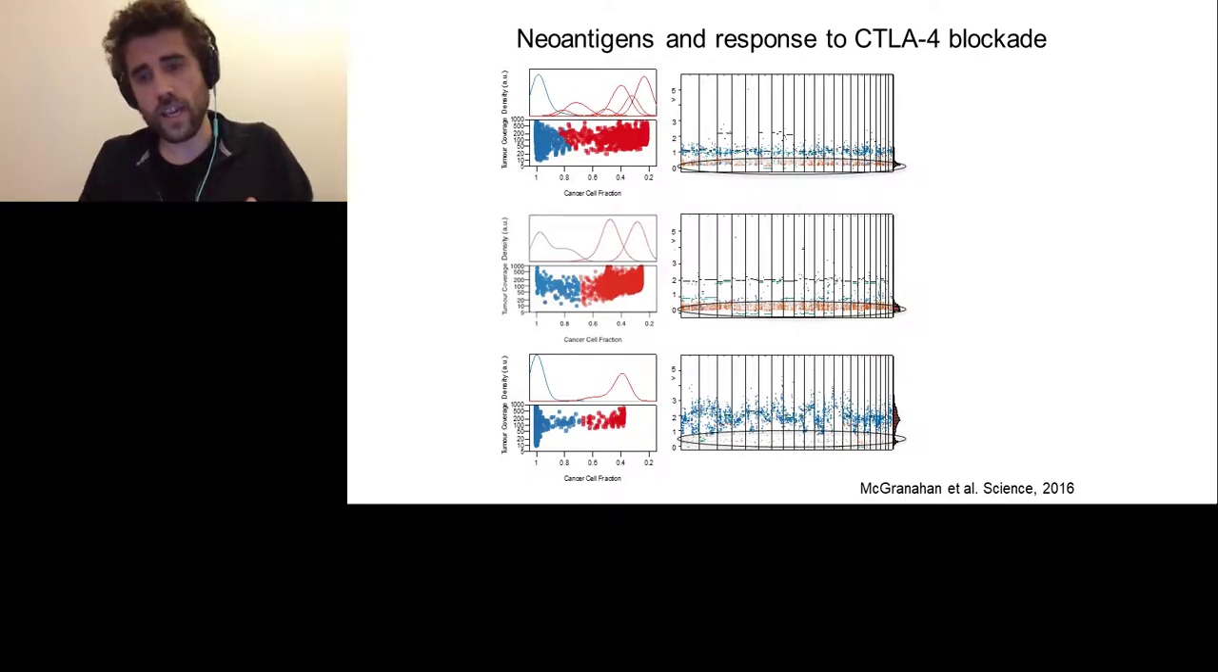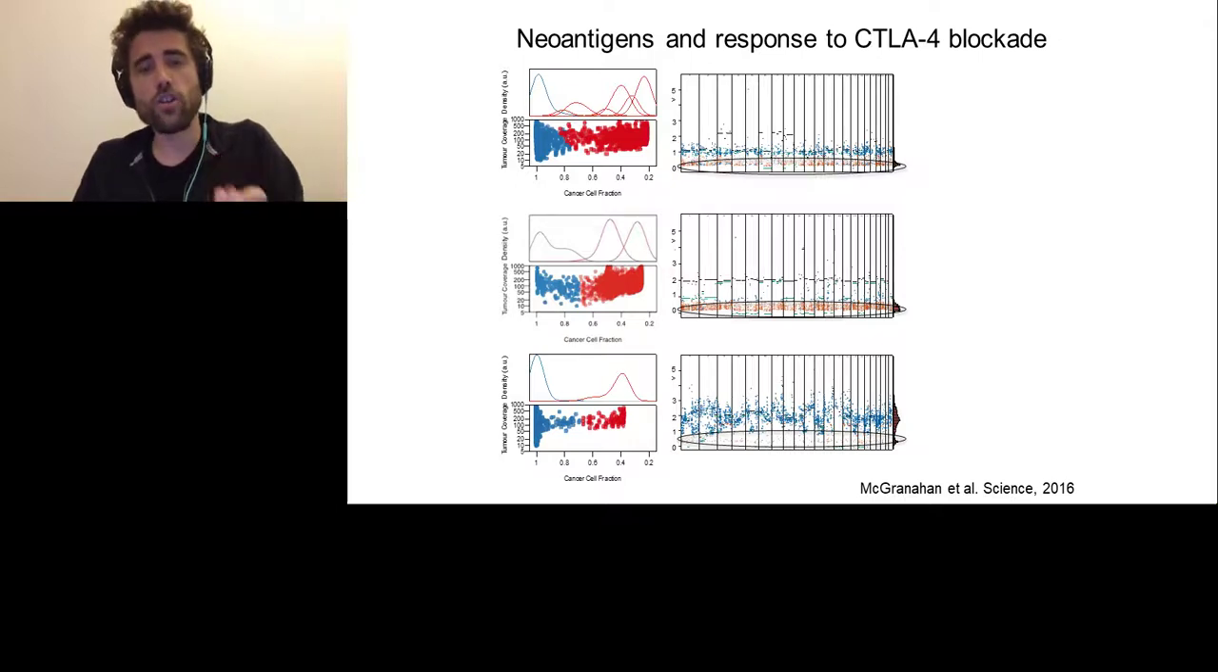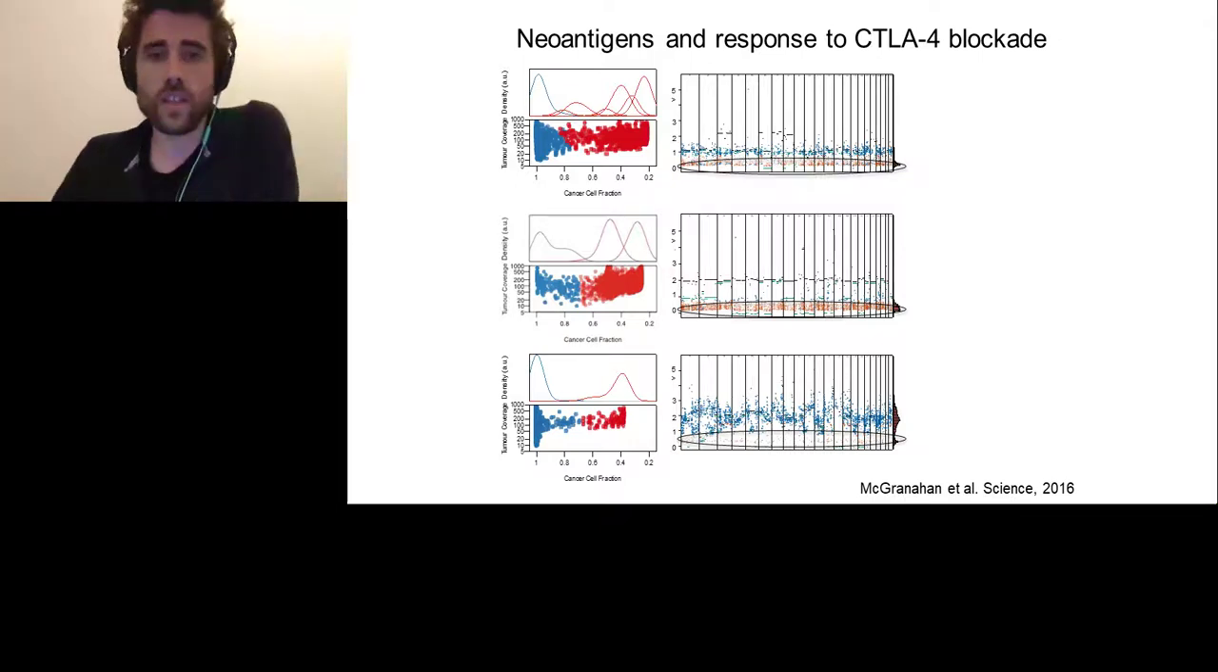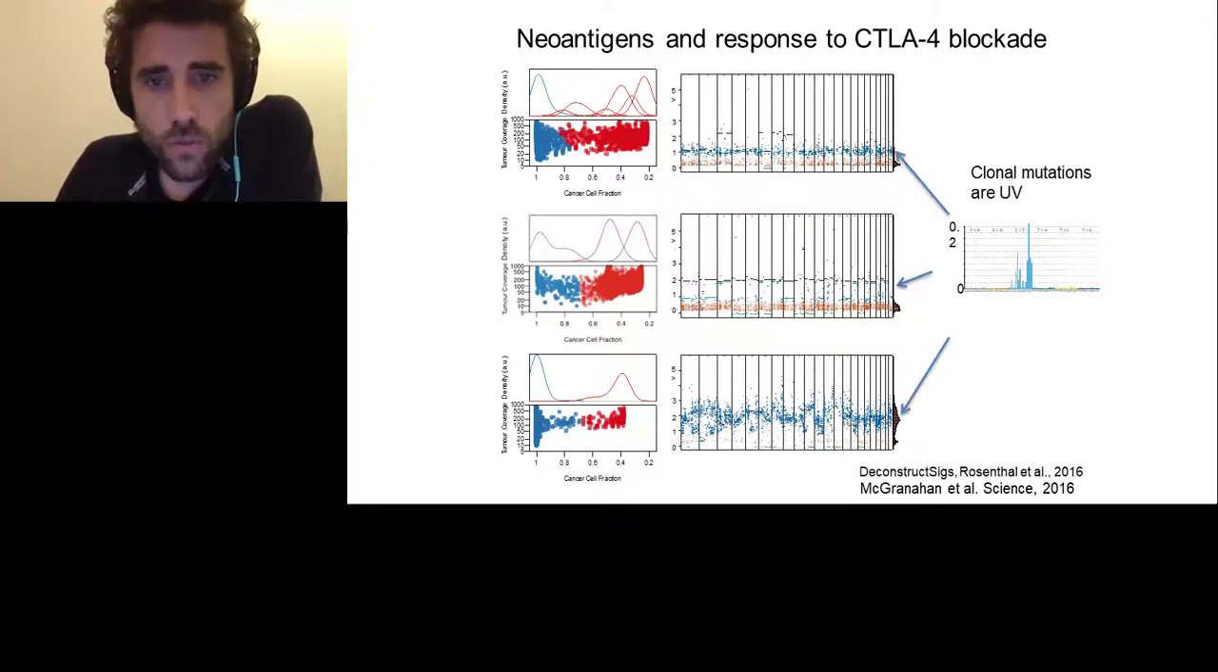But what we could do is, again, similar to what we did before looking at the smoking signatures, look at what's actually causing these mutations. We could look at the trinucleotide context of each mutation. When we did this, we could see that the clonal mutations were caused by UV light. They had a signature consistent with UV radiation.